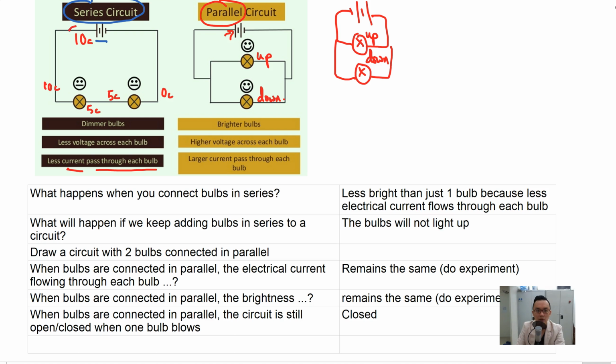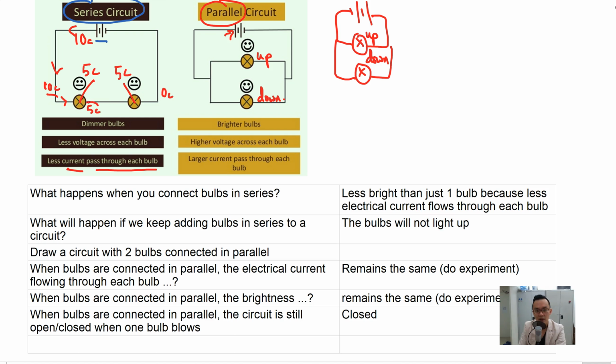Okay, just draw it again. So 10 current comes from the battery, passes through the light bulb, which uses 5 current. So 5 current left. And then it passes through this light bulb, which also uses 5 current, now 0 current. Okay, so basically this light bulb gets 10 currents worth of electricity.